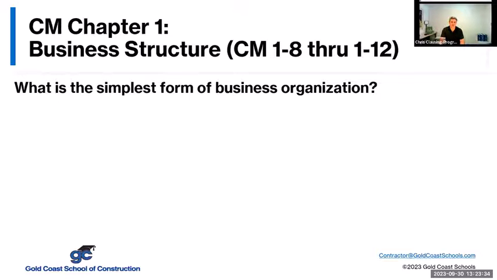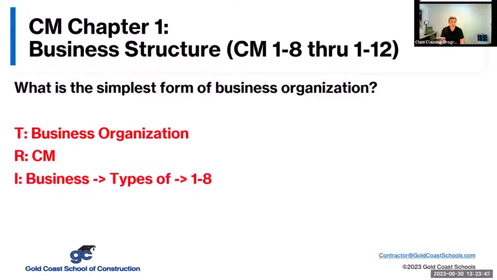So let's think about the T for topic. What is our topic here? Well, business organization makes sense. We know we're in the Contractor's Manual because that's the two chapters we're in. If we go to the index, business, types of, it sends us to page 1-8. When we get to 1-8, we notice sole proprietorship, and we know that it shows as the simplest form of business organization when we skim through that material.